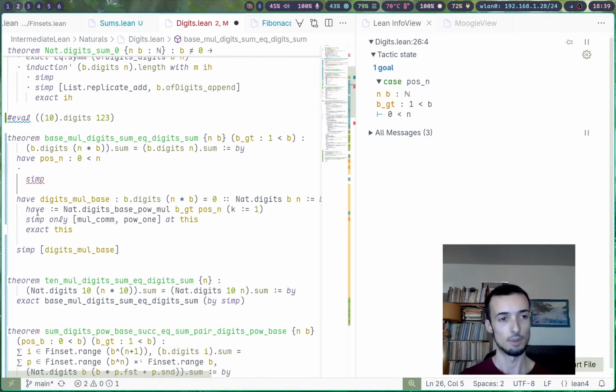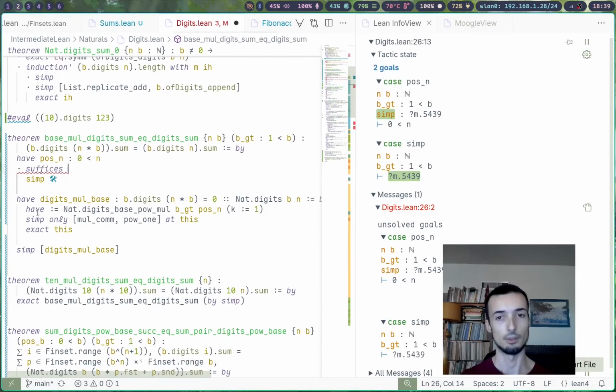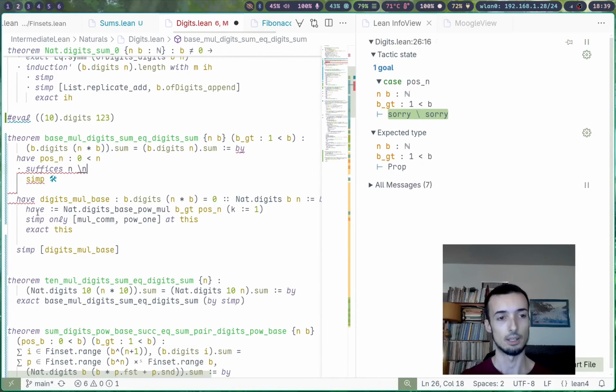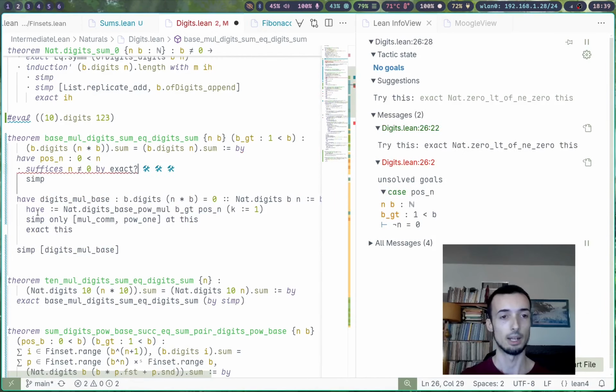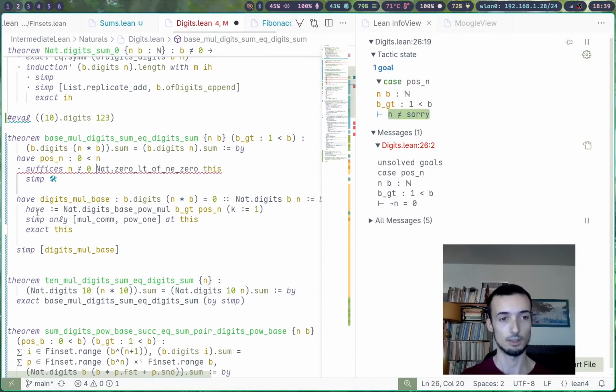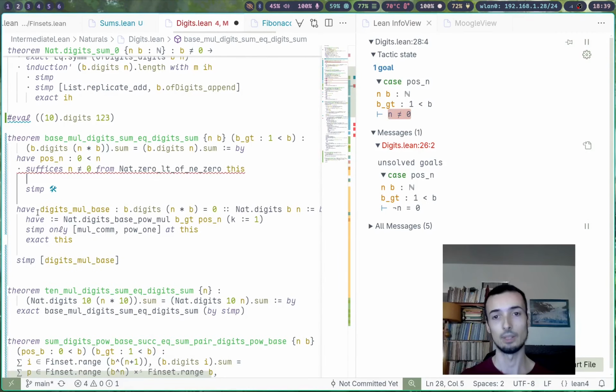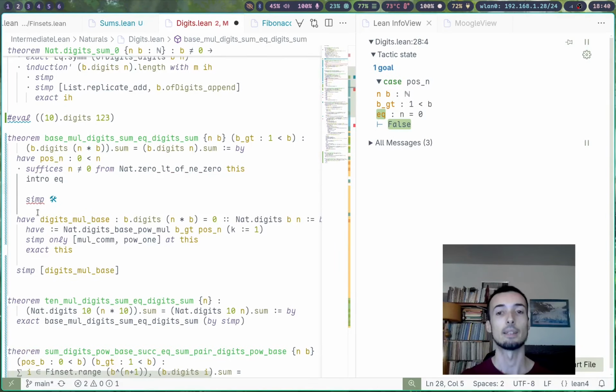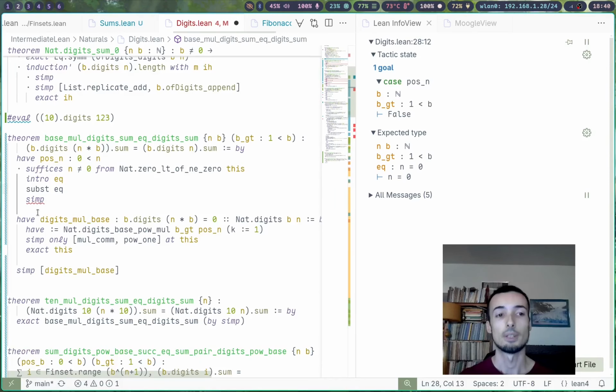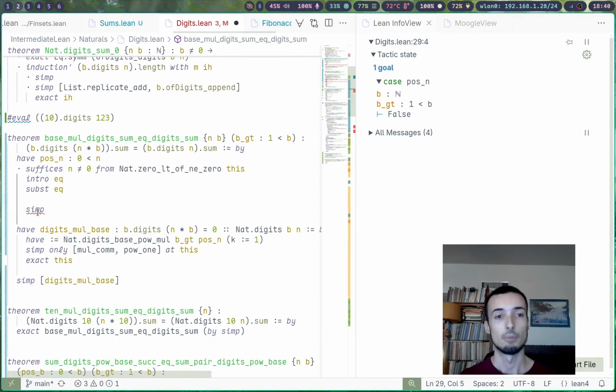We're going to say that it suffices, and this is super common, you have to know how to do this. It suffices to show that n is not equal to 0 by, and I always use library search here because it always works instantly. And now we've converted the goal from positivity, an inequality, to a not equals. This is very important to know how to do, because a lot of proofs are super easy to do this way. The idea is you convert it to a not equals, then you introduce the equality, and then you substitute the equality. And that will simplify everything everywhere and make it super easy.